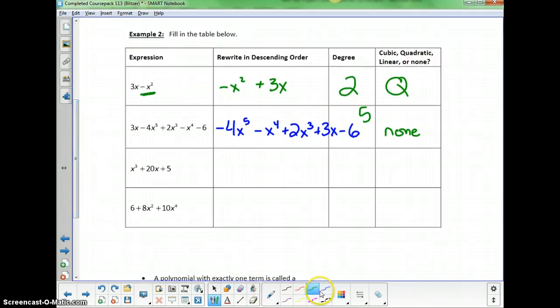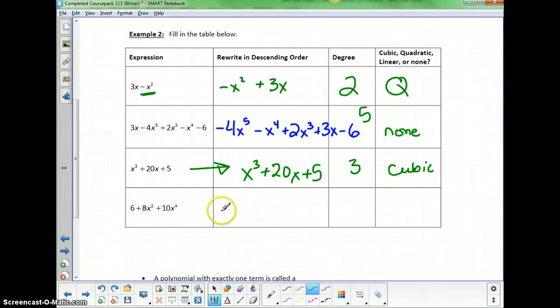Okay, and for the next one, it's already in descending order. So I can just copy that over. x cubed plus 20x plus 5, it's already in descending order. The degree is 3. Highest degree being 3 makes it cubic.